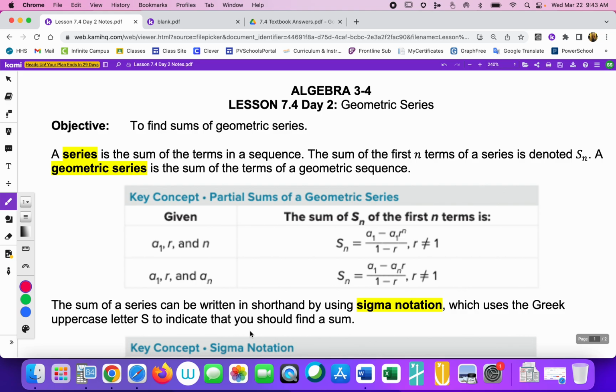These formulas are not as scary as they appear to be, so just be aware of that. So we're gonna find sums of geometric series. A sum would be adding them all up. So if you had a sequence, it would be adding all the numbers up.